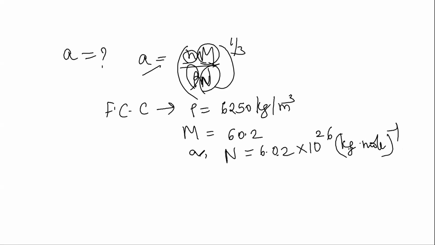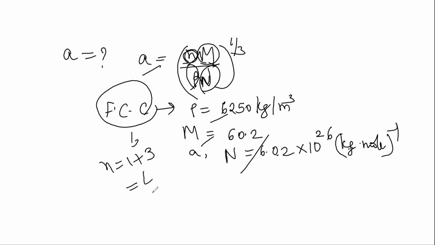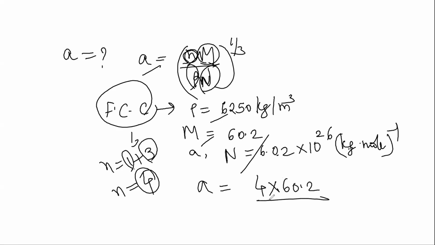Now you know M, you know N, you know rho, and you should know n, because for a face-centered cubic lattice n is 1 plus 3, that is 4. 1 is from the corner atoms, 1 by 8 into 8 corner atoms, and 3 is because of the face-centered atoms. So 1 plus 3 is 4. Total number of lattice points per unit cell is 4. Now A is equal to 4 into M, which is 60.2, by rho.